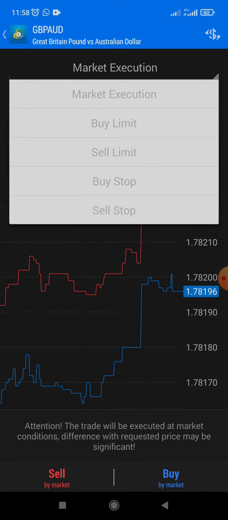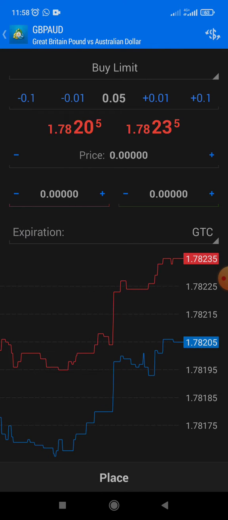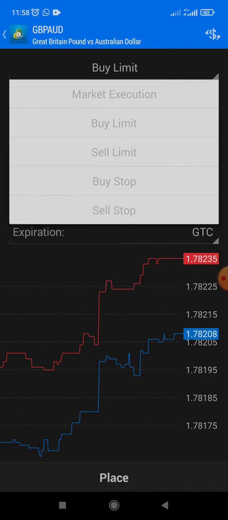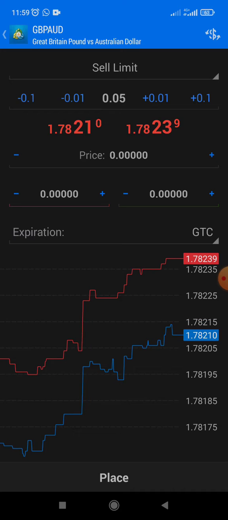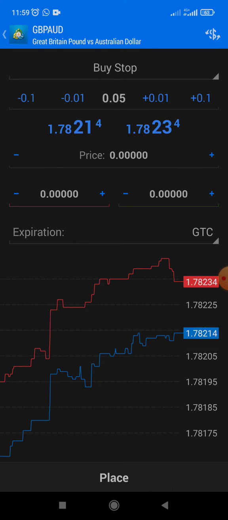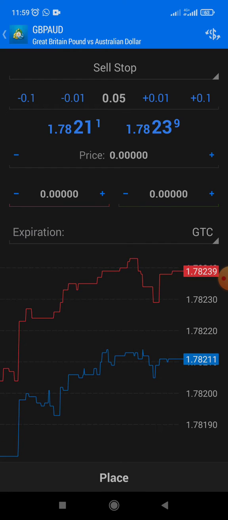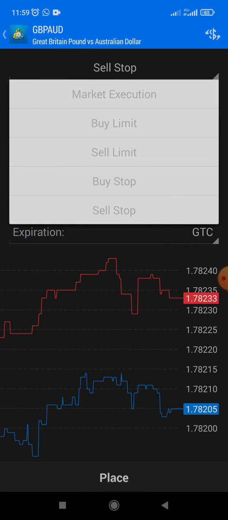So if you want to do a pending order, maybe buy limit, you click on buy limit and you see that it is now buy limit. If you want to do sell limit, you click on sell limit and you see it is now sell limit. If you want to do buy stop, you click on buy stop, you click on sell stop, all will pop up. All right, now let me explain this further.